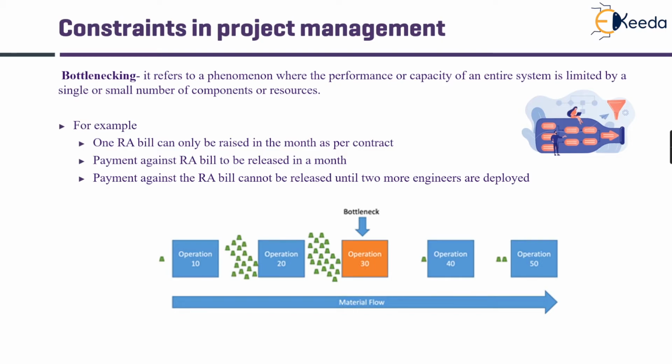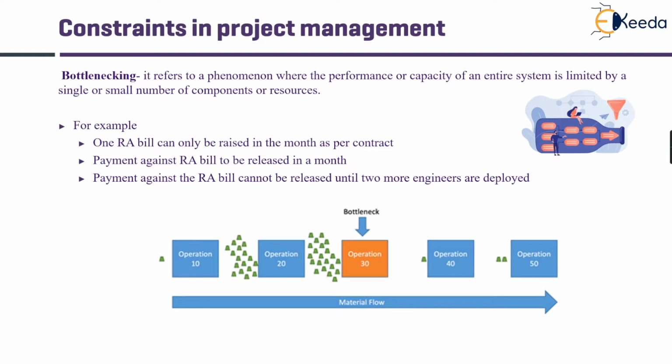Hence, we are introducing the term bottlenecking, which refers to a phenomenon where the performance or capacity of an entire system is limited by a single or small number of components or resources. Therefore, it is the task of a project manager to identify such kinds of bottlenecks and eliminate them in the process. For example, one RA bill can only be raised in a month as per contract. So, this is a contract condition which becomes the bottleneck for fund flows.